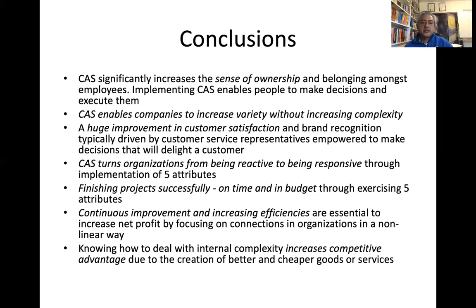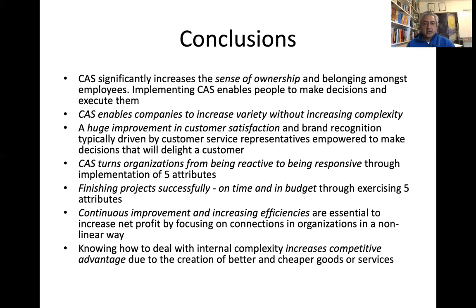What we have found is that the use of complex adaptive systems and essentially the 5 attributes that we've introduced in this paper increase the sense of ownership and belonging amongst employees. And this becomes an invaluable asset for any organization, because it allows people to make decisions and execute them, so long as all the domains and decision rights have been clearly defined up front, so that you don't have a group, say, crossing over and making a decision in some area that they do not have the expertise in, for instance.